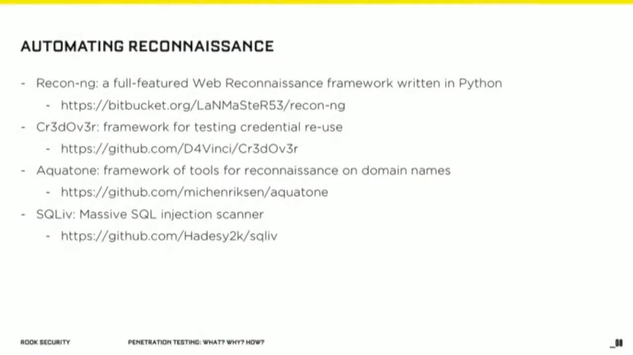ReconNG is a full-featured reconnaissance framework written in Python. The developer of that framework presented at Black Hat a couple of years ago and used FBI.gov to show how you could go from just that domain to emails and clear text passwords for FBI employees. Not showing that here, but it's an excellent video.